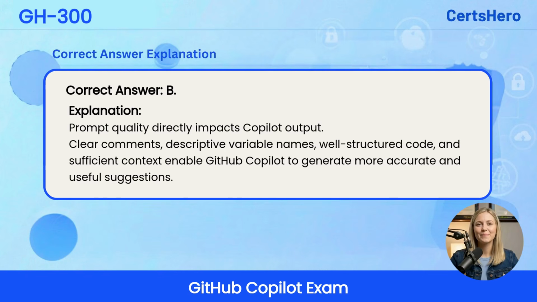Correct answer: B. Explanation. Prompt quality directly impacts Copilot output. Clear comments, descriptive variable names, well-structured code, and sufficient context enable GitHub Copilot to generate more accurate and useful suggestions.